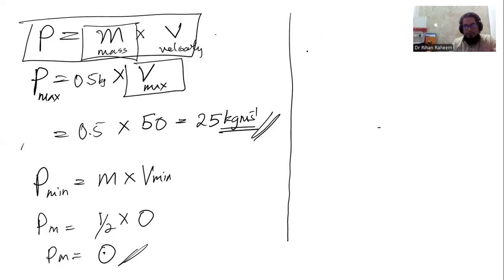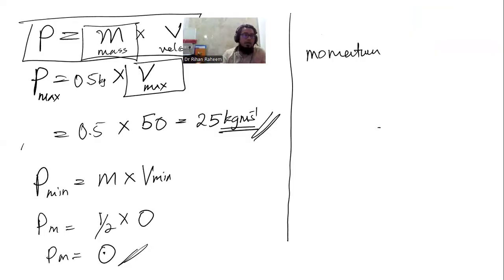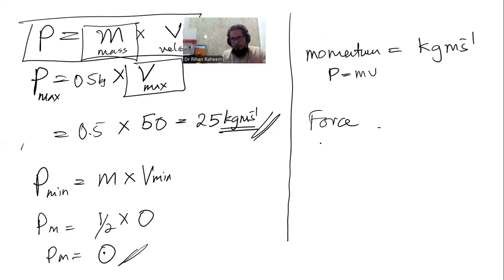Yes, the unit of momentum. The fundamental unit and the SI unit are both kg ms minus 1. In force, the momentum equation is P equals mv, and force F equals ma. For force, the fundamental unit is kg ms minus 2. The SI unit is, they have made it into short form, Newton, N.